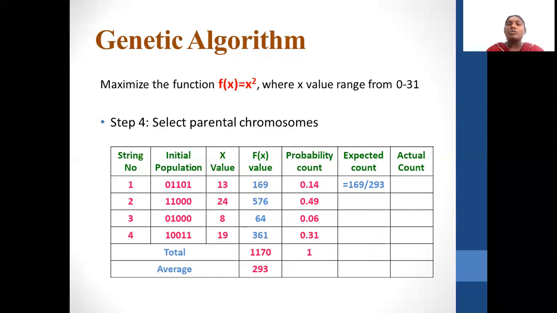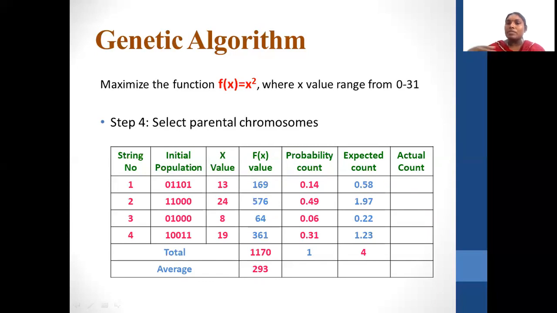So one way, I can either divide this f of x value by the average, which will give the same value, or else I can multiply the probability by 4. Since we are going to do it 4 times, both are going to give approximately the same values. So this is the value that is given. This means 0.58 for string 1 to be chosen, 1.97 for string 2 to be chosen for the next generation, and 0.22 for string 3. When you add up all these, it comes to 4.